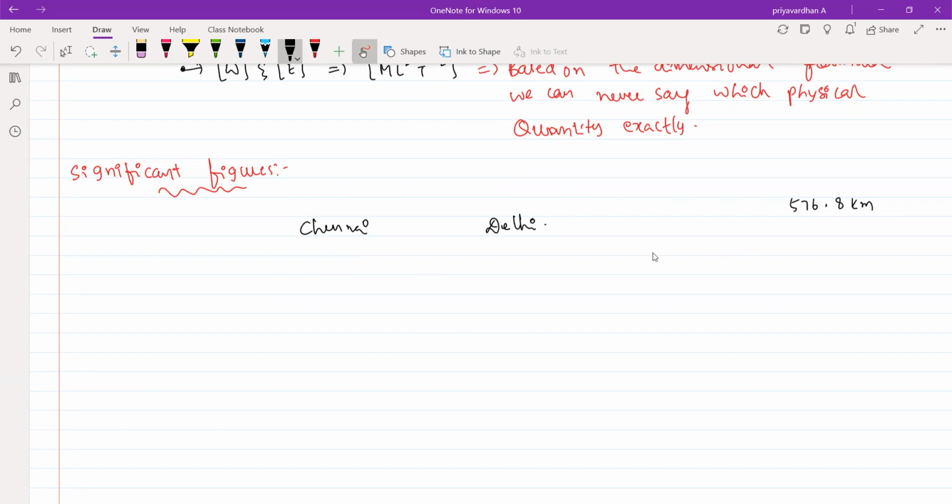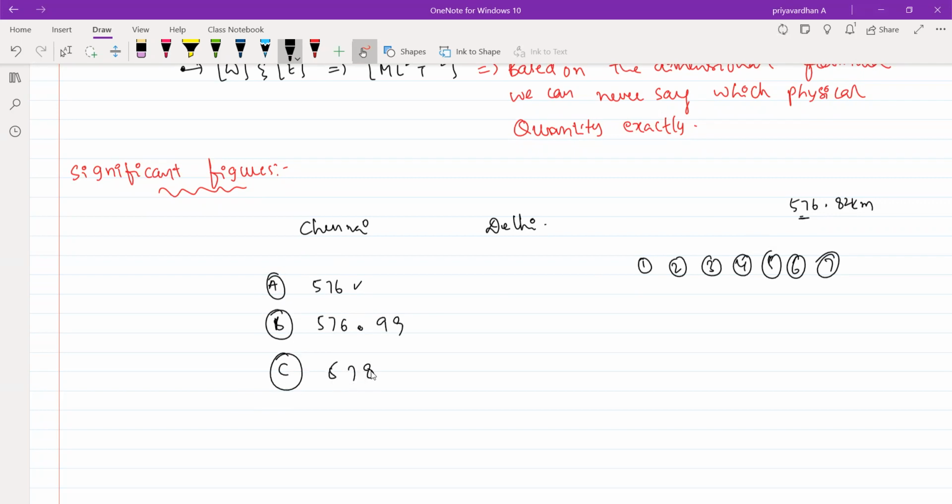Fine. So I've asked some 7 persons or 6 persons. Person 1, person 2, 3, 4, 5, 6, 7. I just asked, what is the distance between Chennai and Delhi? They know 576 for sure. Person A is saying, I know just 576 kilometers. Person B will tell 576.99 something. Person C will say 578 point something. Everyone is sure about 576, around 576. They are not sure about 0.82.